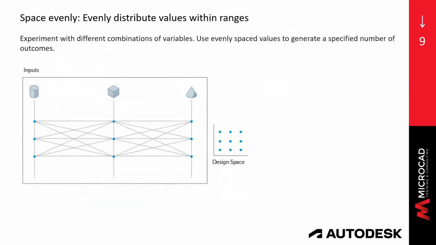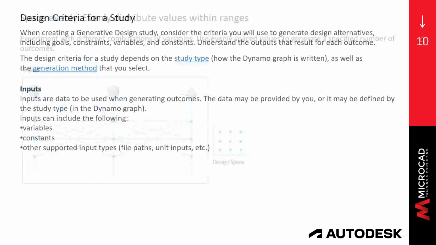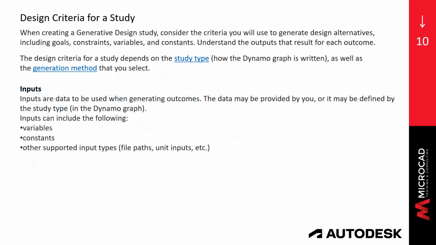When you define to space evenly, and evenly distribute values within ranges, you're going to experiment with different combinations of variables using evenly spaced values to generate a specific number of outcomes. And we're going to explore that by exploring the seating in a restaurant, okay? How many tables I can place in a specific area.